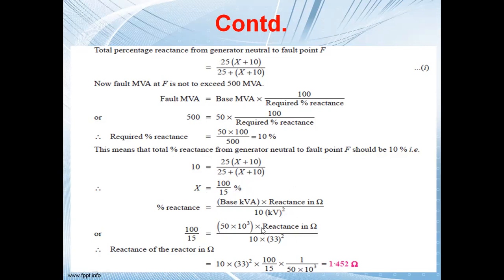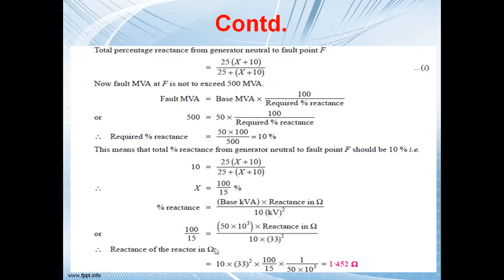We need to convert it into ohm. So how to convert it? The percentage reactance equals base kVA into reactance in ohm by 10 into kV square. So percentage reactance we have calculated, that is 100 by 15. Base kVA is 50 MVA, so 50 into 10 to the power 3. Reactance in ohm we need to calculate. 10 into kV square, that is 33 kV, 33 square.